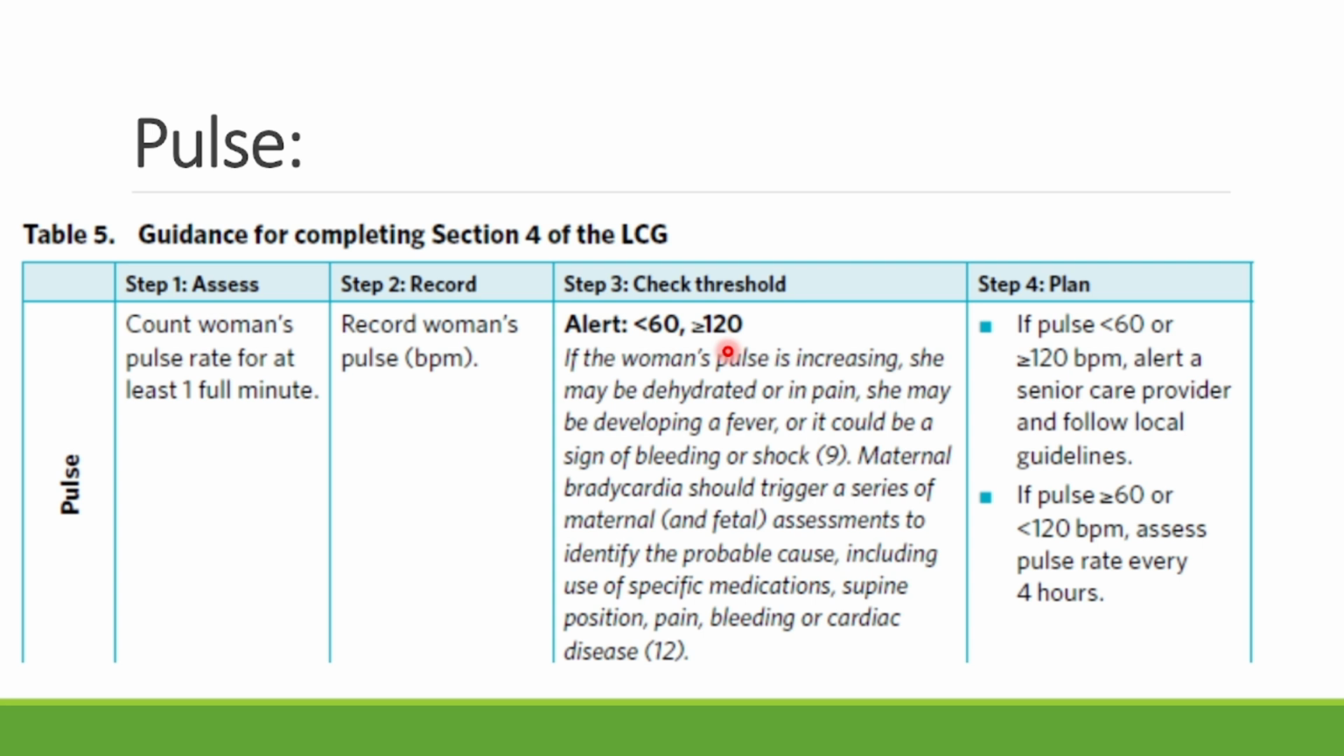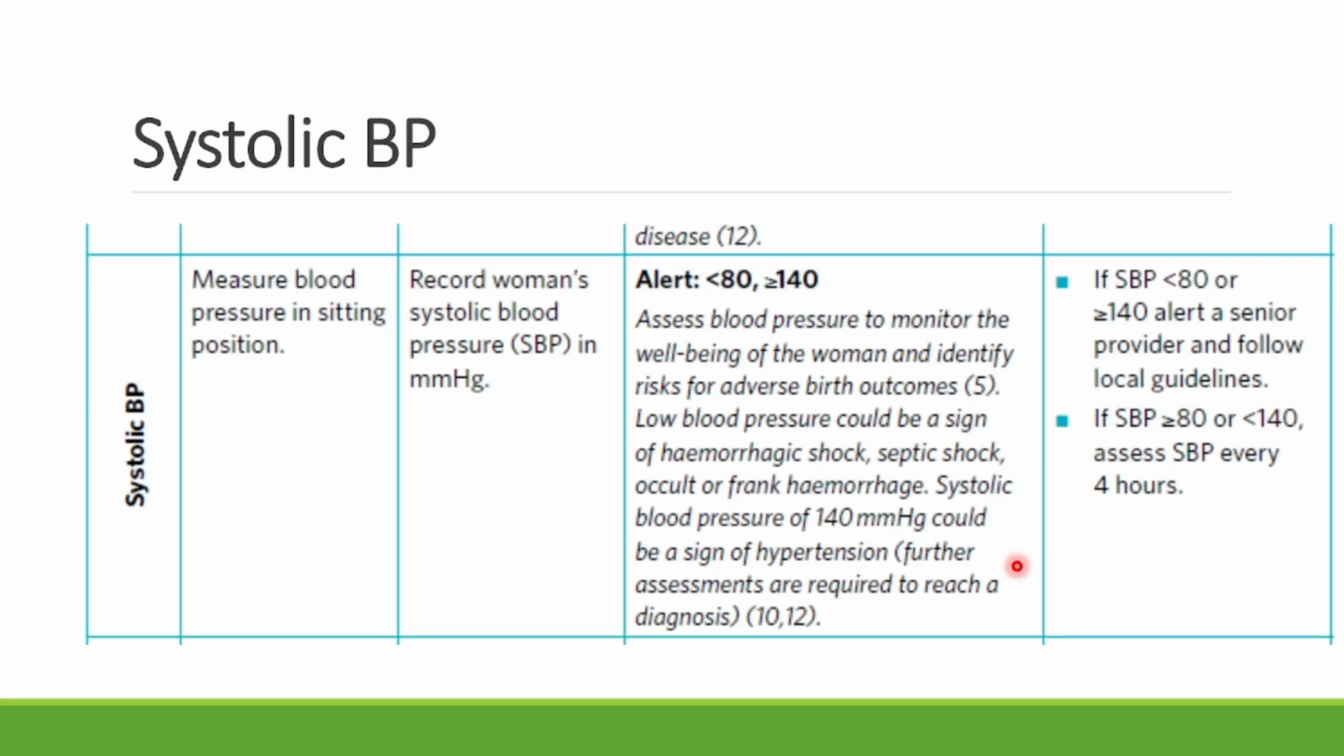So in the normal individual, between 60 to 100 is normal. During pregnancy, it will be raised by 10%, approaching 120, still considered normal. So if pulse rate is less than 60 or equal or more than 120, here we should follow the local guidelines. This may indicate abnormalities, but if the pulse rate is normal, we should continue the monitoring every 4 hours.